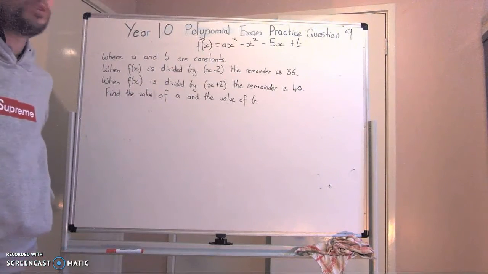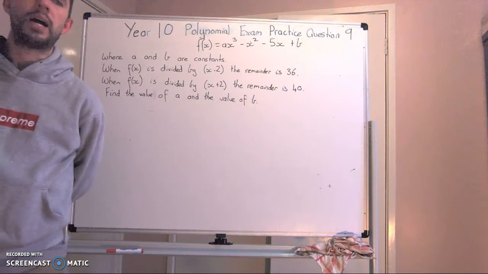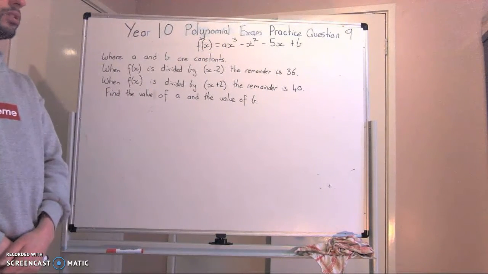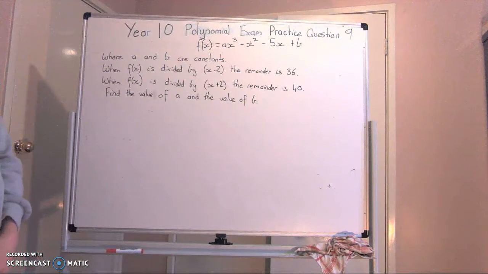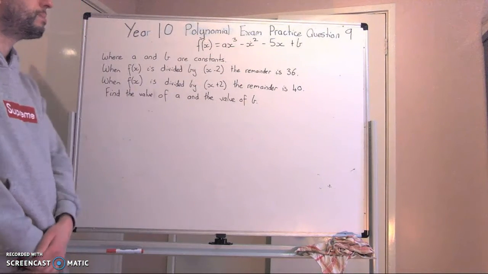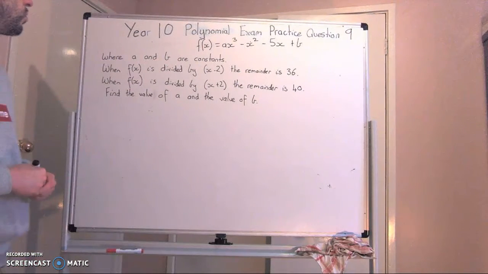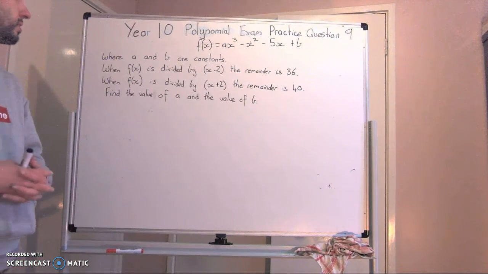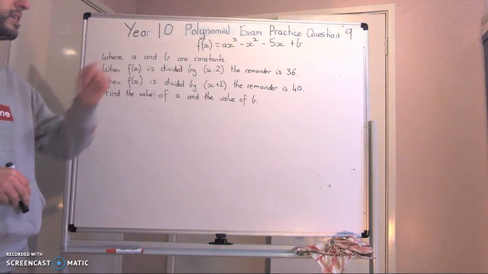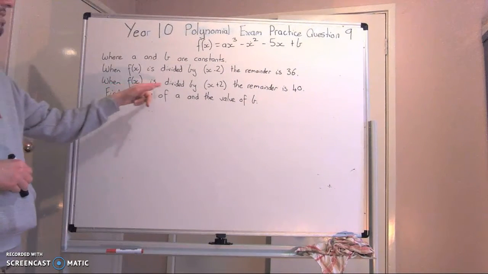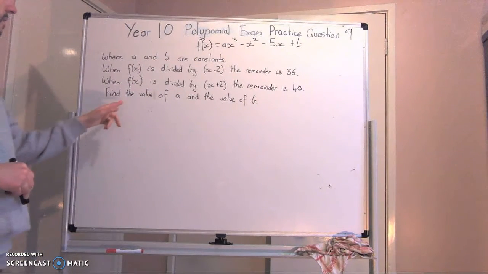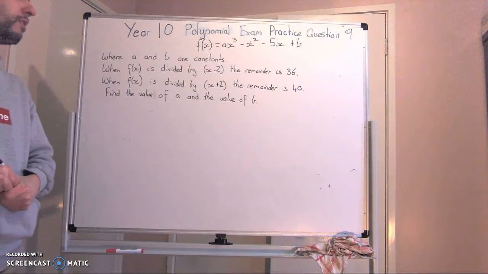Year 10 Polynomial Exam Practice Question 9. So we've got a function f(x) equal to ax^3 - x^2 - 5x + b, where a and b are constants. When f(x) is divided by x - 2, the remainder is 36. When f(x) is divided by x + 2, the remainder is 40. Find the value of a and the value of b.